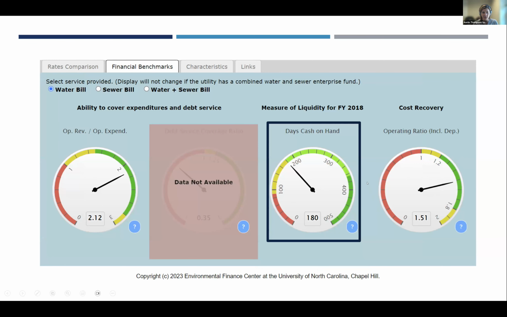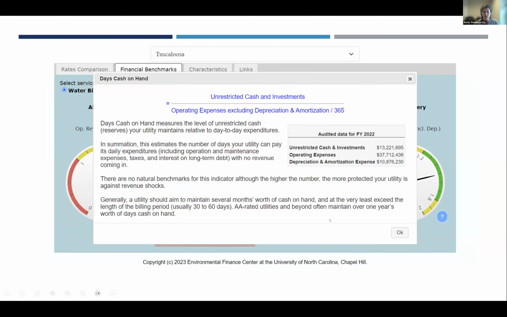All right, the next one is measure of liquidity, days cash on hand. Days cash on hand basically shows us how much unrestricted cash the utility has on hand to cover their day-to-day expenditures. So let's say that tomorrow the utility stopped bringing in revenue. How much cash do they have to continue covering their day-to-day expenditures?